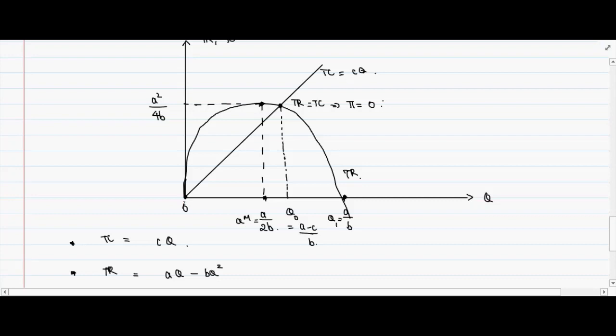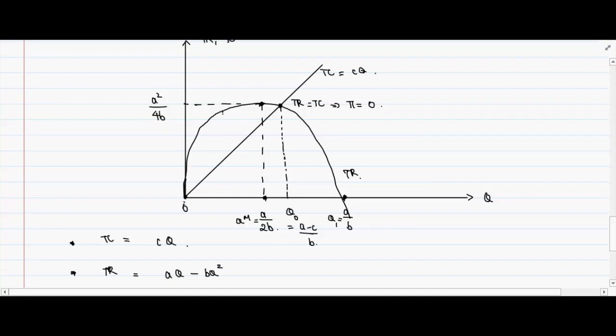Now the gap between the total revenue and the total cost is the profit. So for anything that has total cost above the total revenue, anything beyond this point to the right, we have a negative profit because the total cost is higher than the total revenue. Anything to the left of this point, where the total revenue is higher than total cost, we have a positive profit. And the distance between the total revenue and the total cost is going to be the profit.